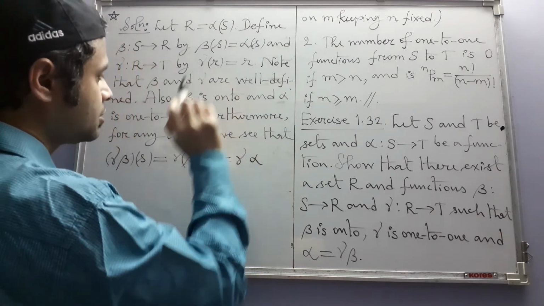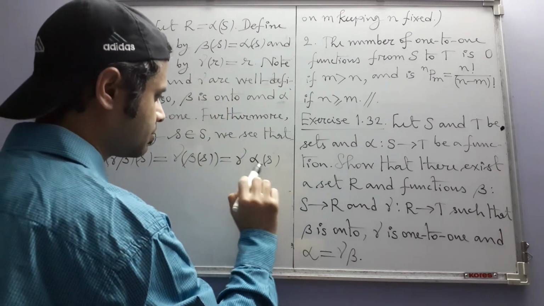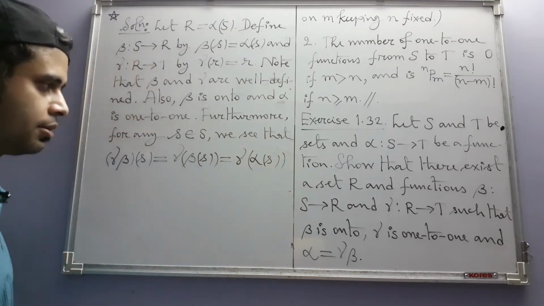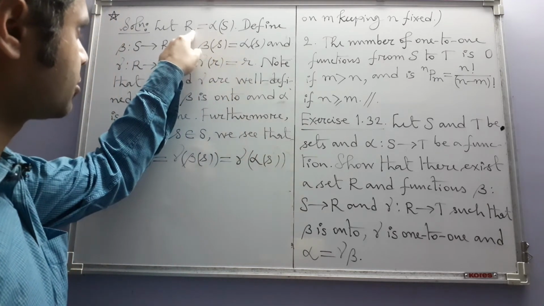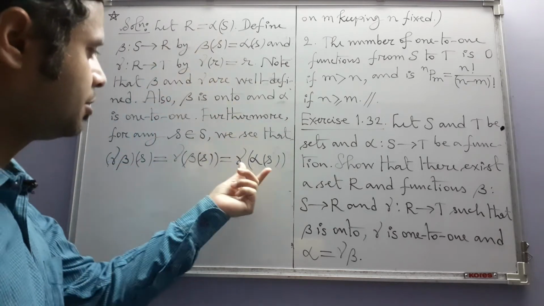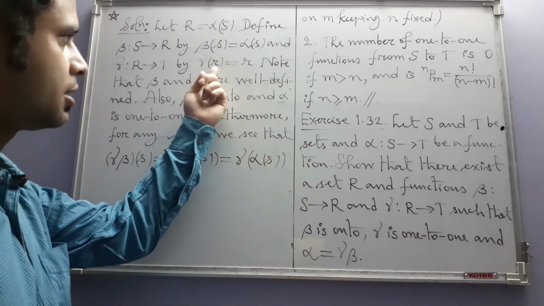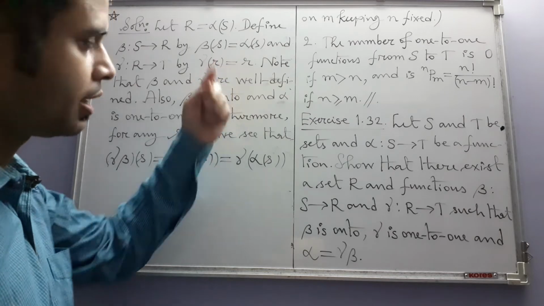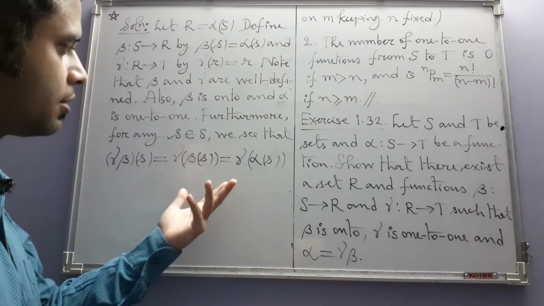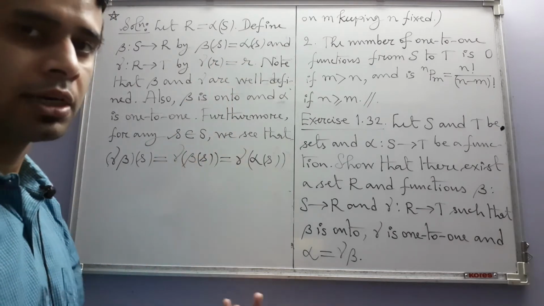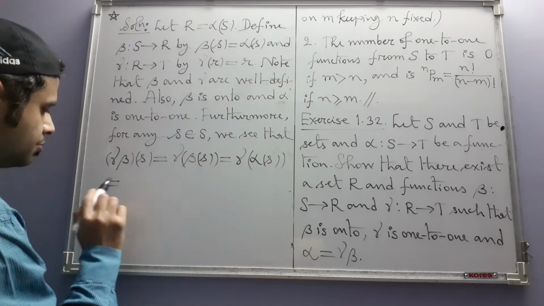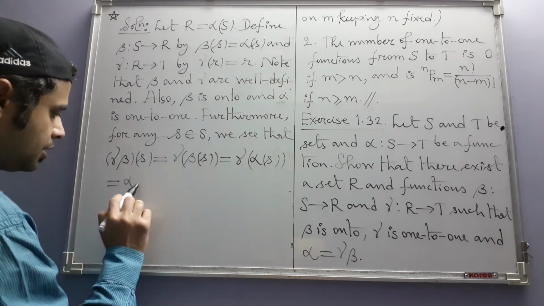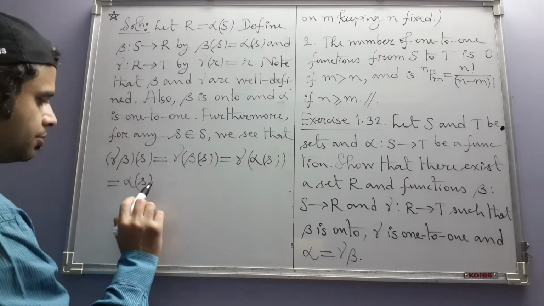Now beta of S is what? Alpha of S, and alpha of S by definition belongs to R. So that means alpha of S can be chosen in place of this small r, and according to the definition of gamma, this is nothing but alpha of S. Gamma does not change the input. The input itself is the output.